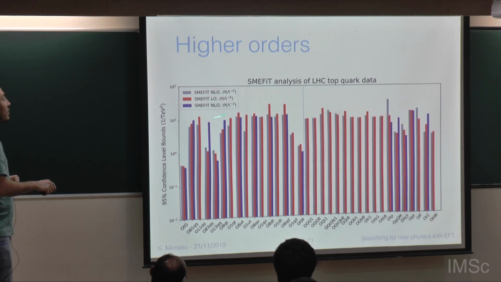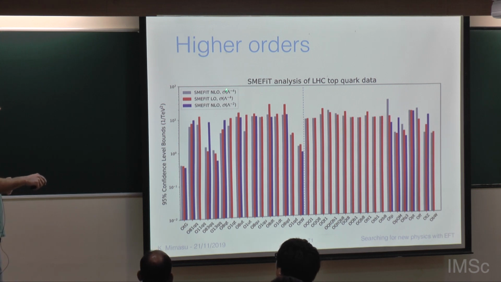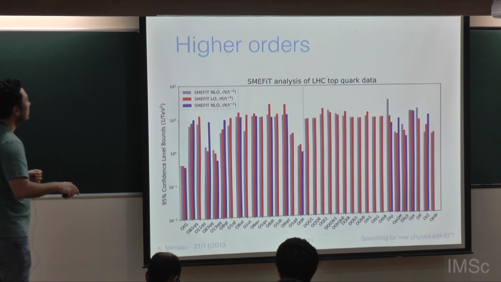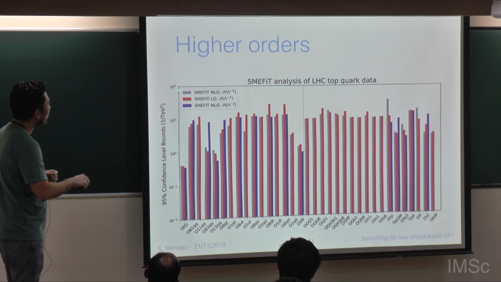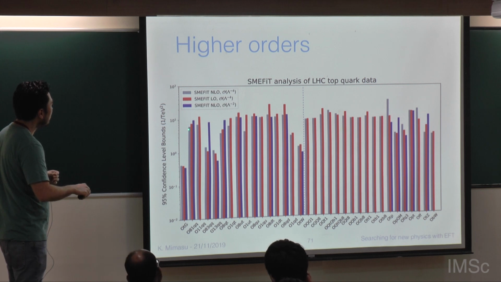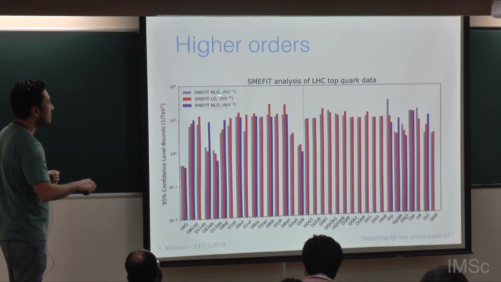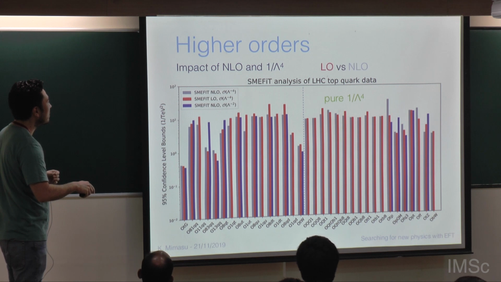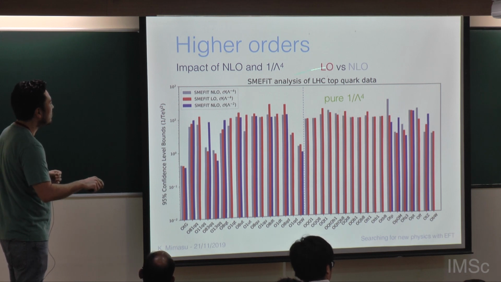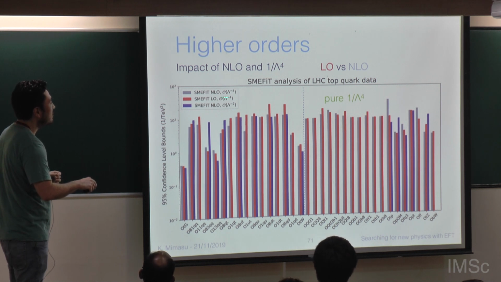And finally, the other thing we can check is how important these quadratic terms are, the 1 over lambda to the 4th effects, which formally might be higher order in the expansion. This is probably my last slide. The gray corresponds to the full result up to order lambda to the 4th. The red is the leading order result up to order lambda to the 4th. And the blue is NLO, but only up to order 1 over lambda squared.